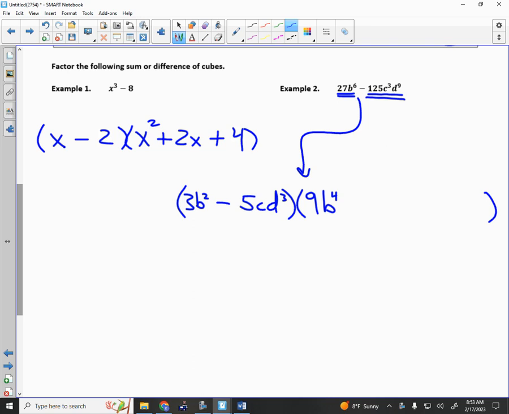I square the back. 5 times 5 is 25. c times c is c squared. And d to the third times d to the third is d to the sixth. Multiply these two together, and I get 15 b squared c d cubed.